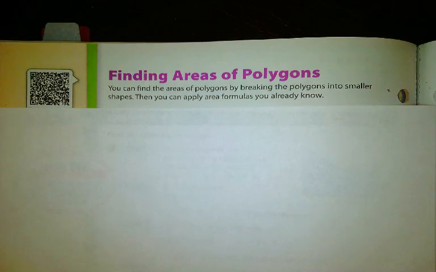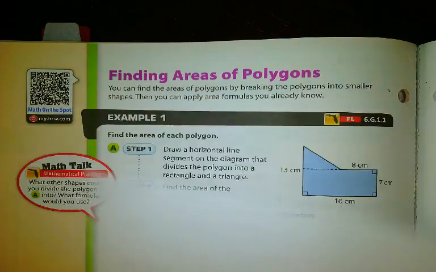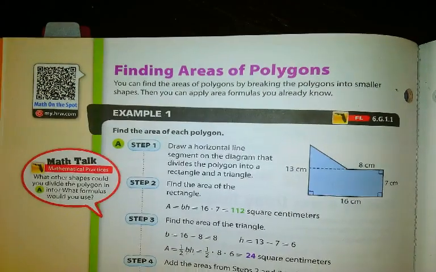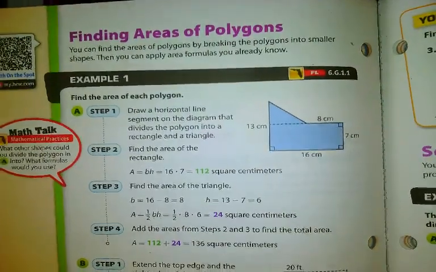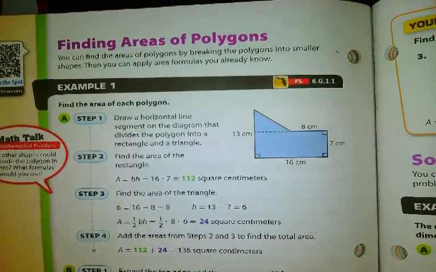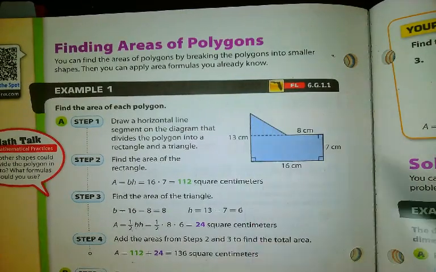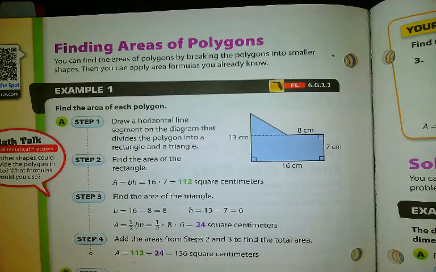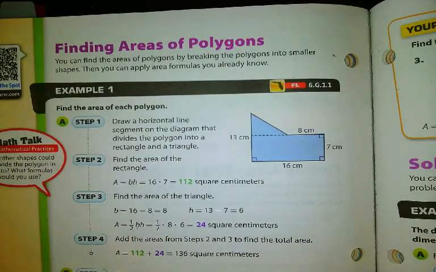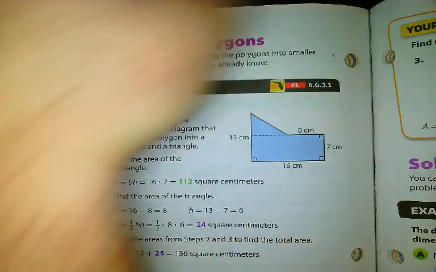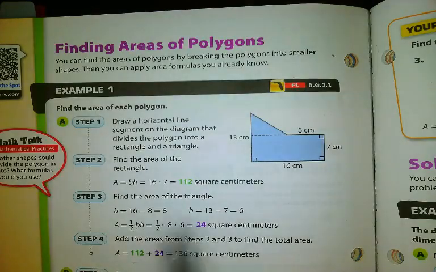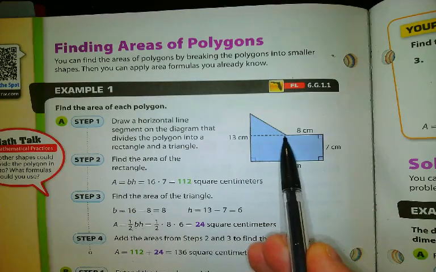So we got a couple pre-solved examples I'm going to go over first. First one says find the area of each of these polygons, and I'm going to do A first here. And so we see that we have a rectangle and we have a triangle. And it's going to just walk us step by step how to do that. Okay, so the first step says draw a horizontal line segment on the diagram that divides the polygon into a rectangle and a triangle. Okay, so that's what it's telling you to do where you see this dotted line.